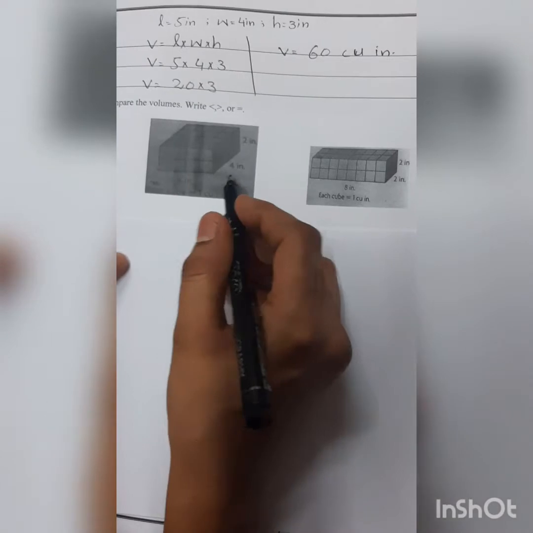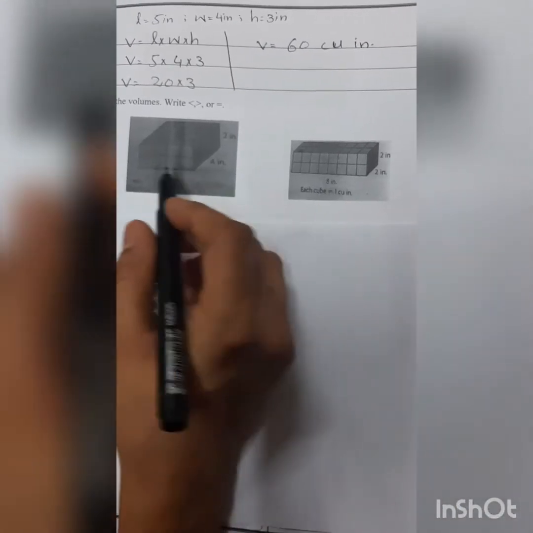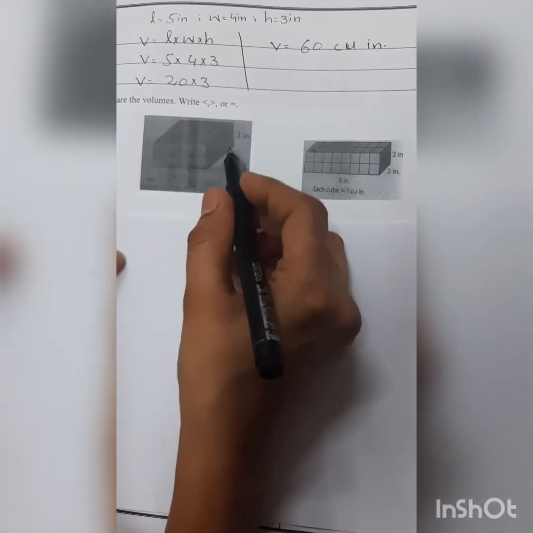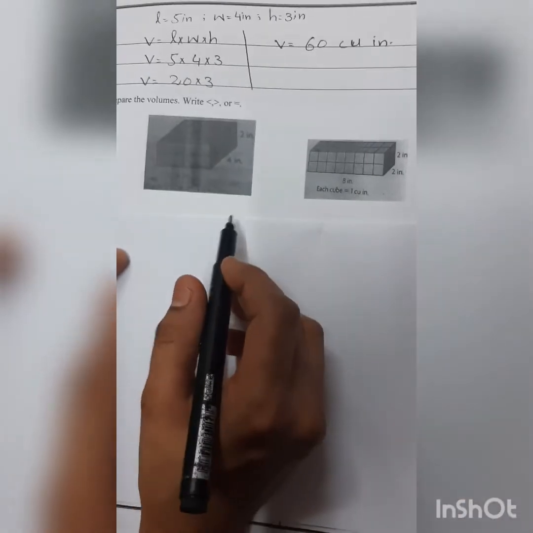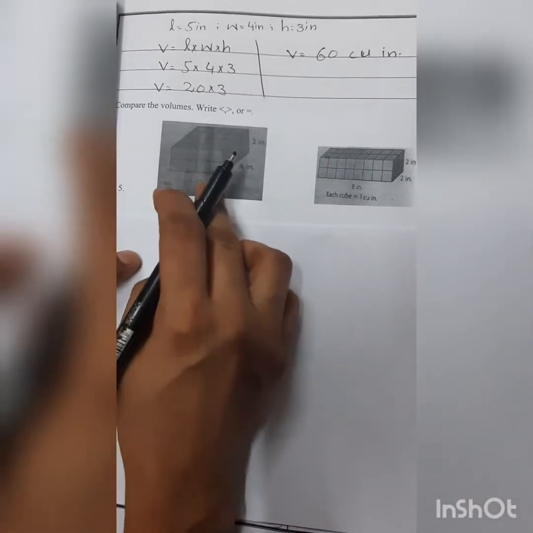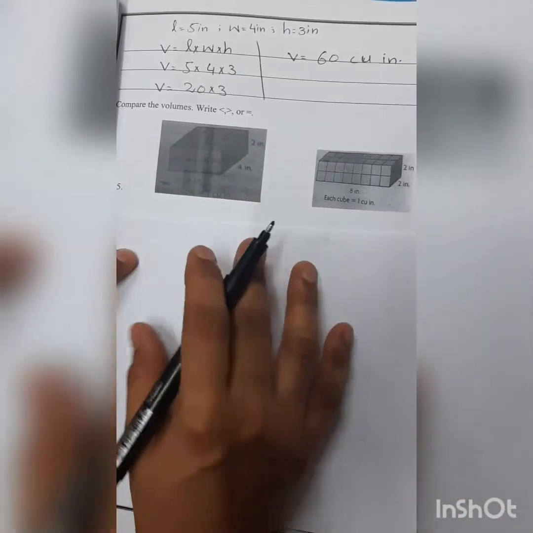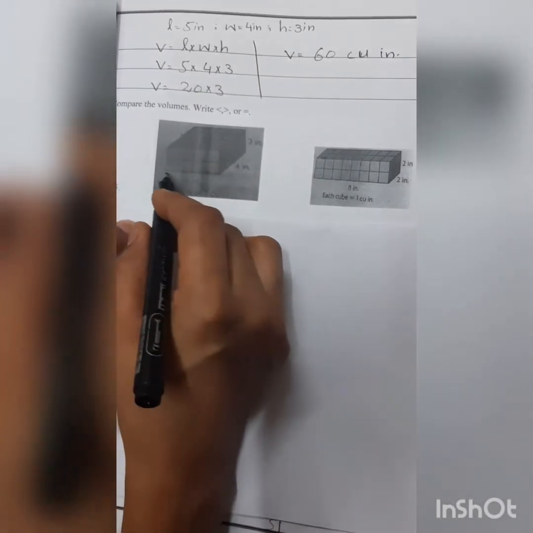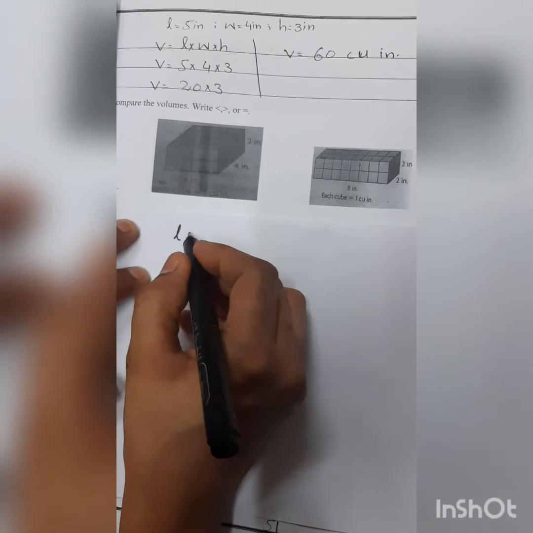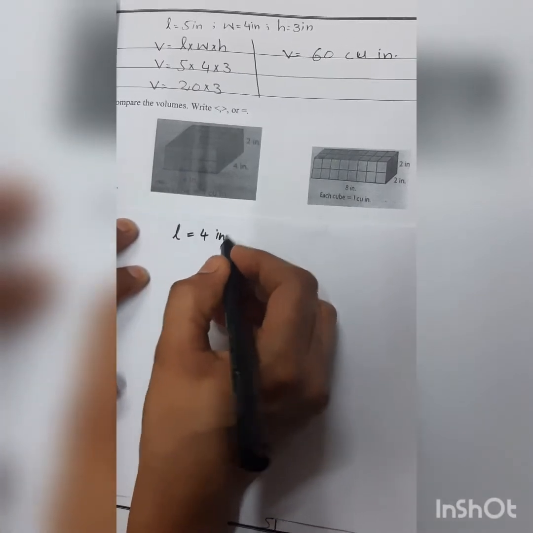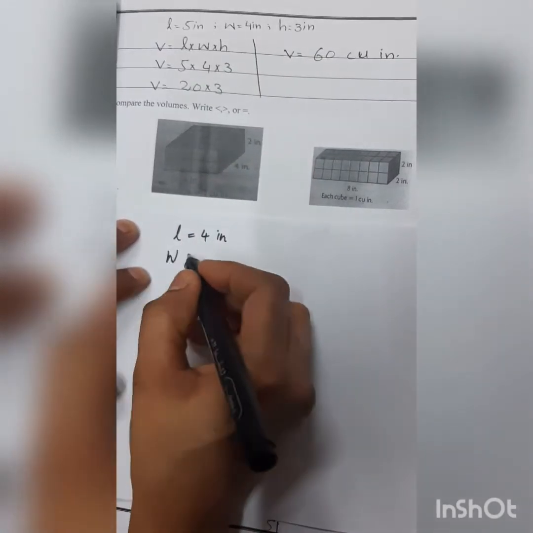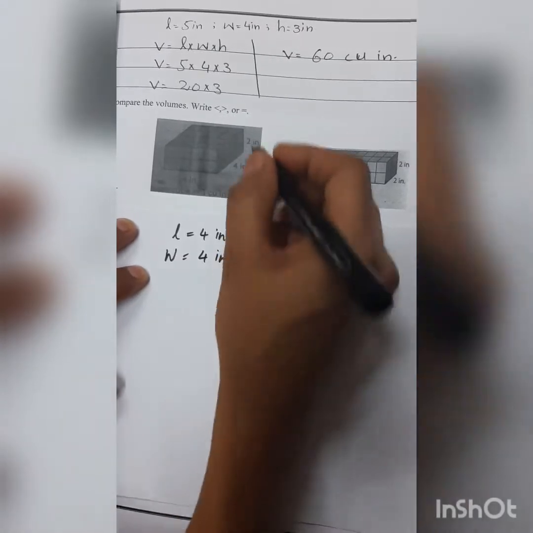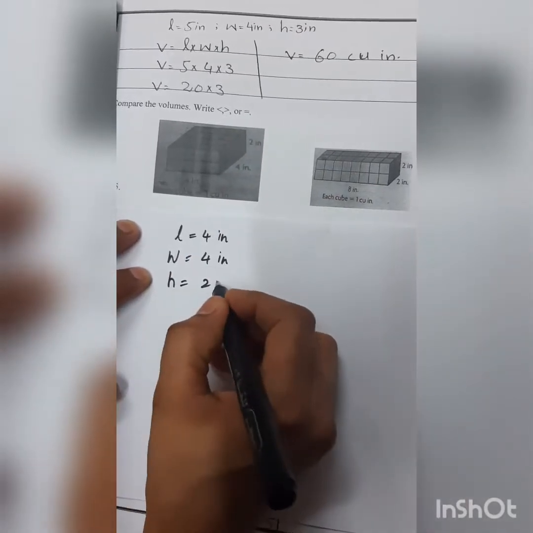Now these two figures have been given to you, and the length, width and height are mentioned over here, and they are asking which figure has more volume. Now I'm going to write for this figure. The length L is equal to 4 inches, the width is equal to 4 inches, and the height is equal to 2 inches.